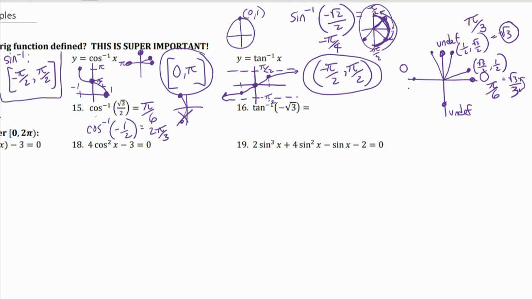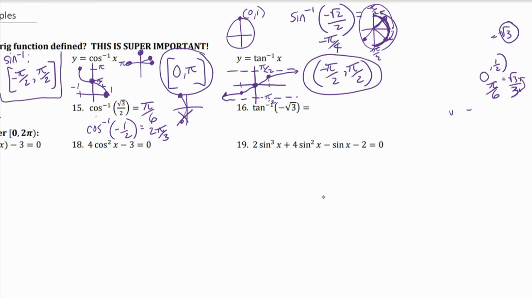So at 2 pi over 3, the tangent is negative root 3. At 5 pi over 6, the tangent is negative root 3 over 3. At 7 pi over 6, the tangent is root 3 over 3. At 4 pi over 3, the tangent is just root 3, et cetera. So if it's divided by 3 for the radian measure, then the tangent is just root 3 or negative root 3, and you just have to know that from the quadrants. And if it's over 6, it's going to be root 3 over 3. That's an easy way to remember which one it is.